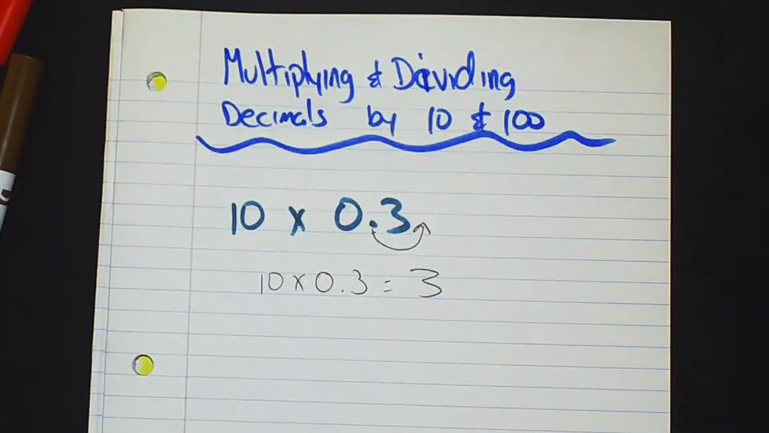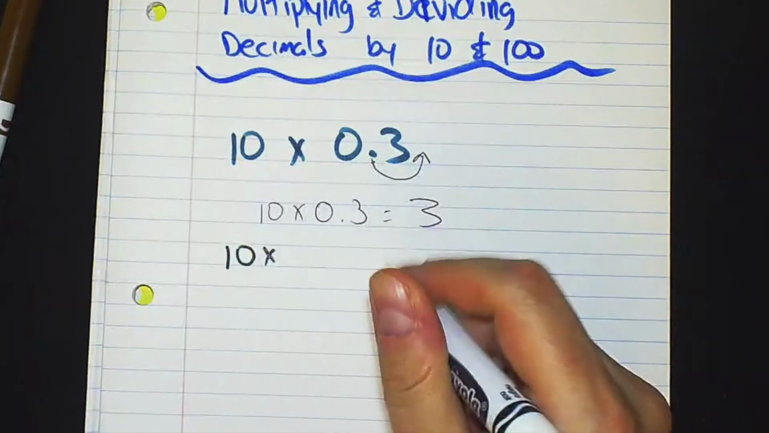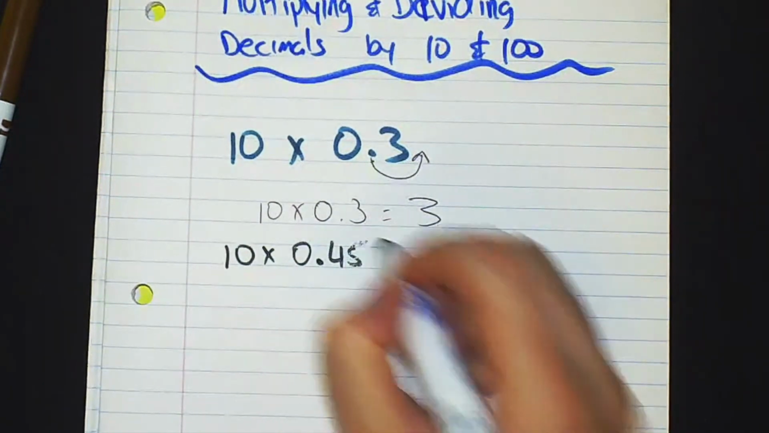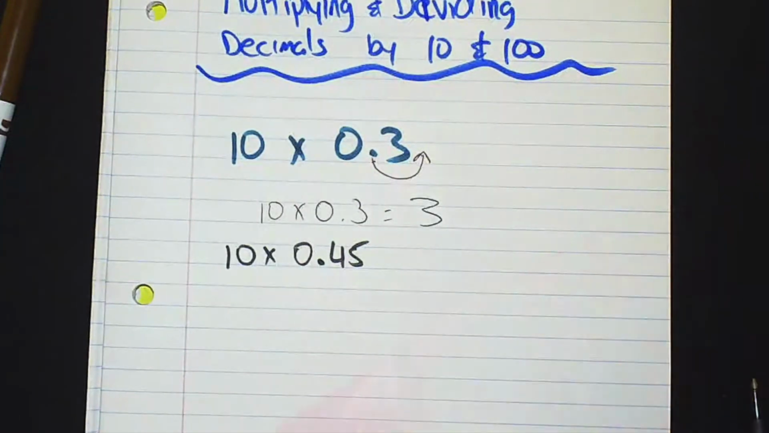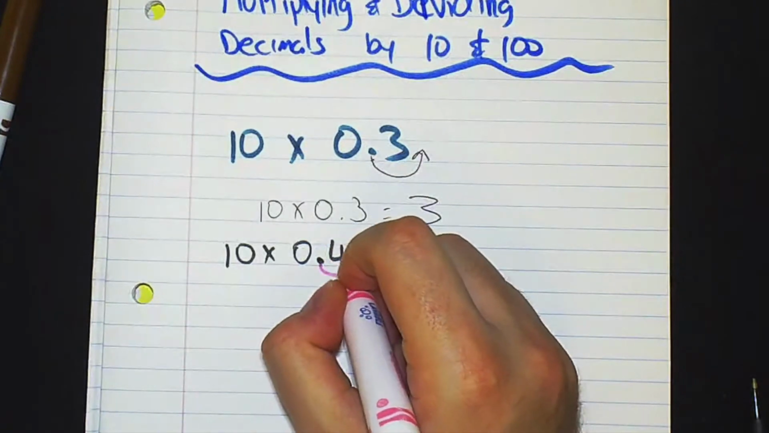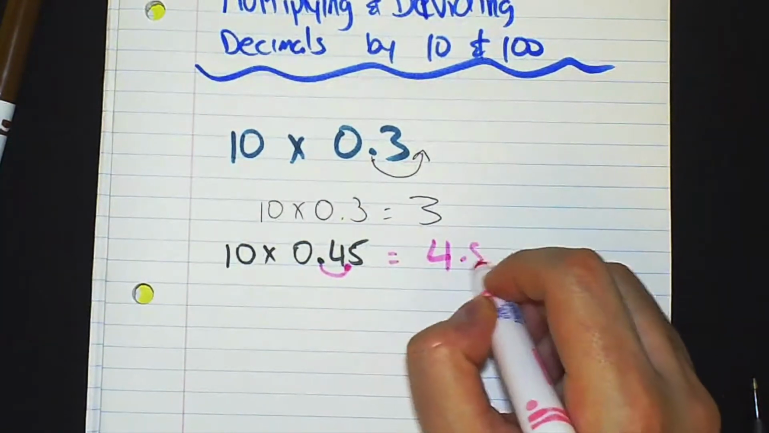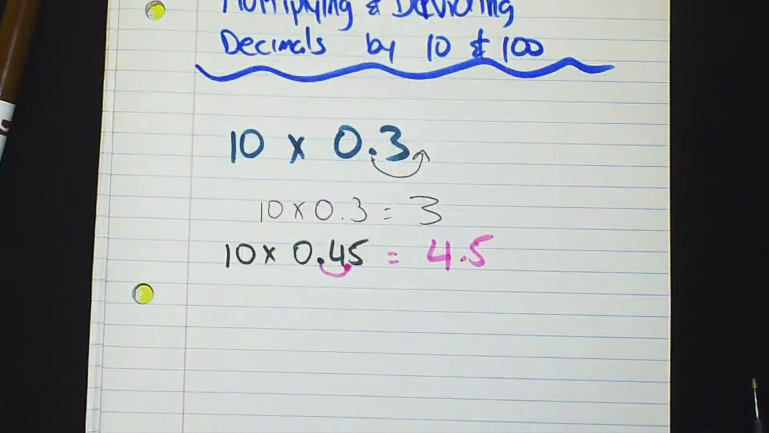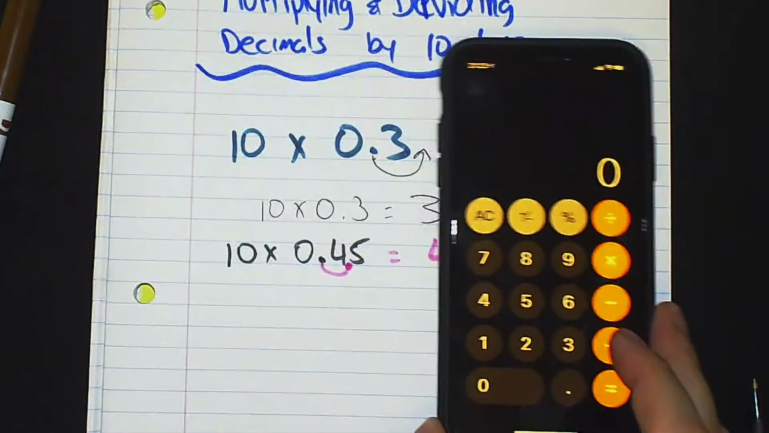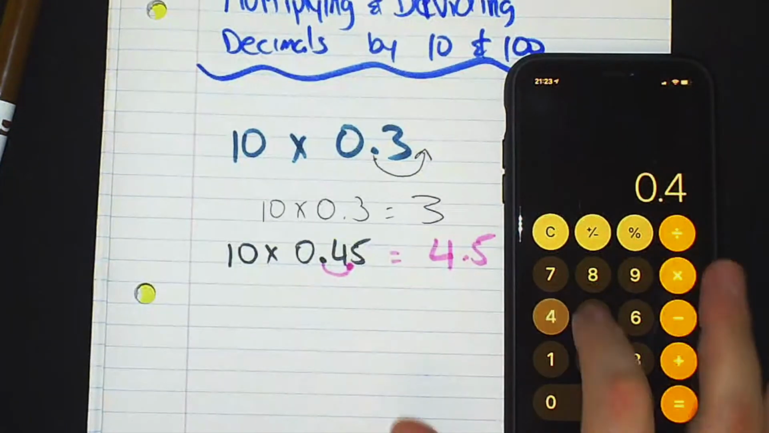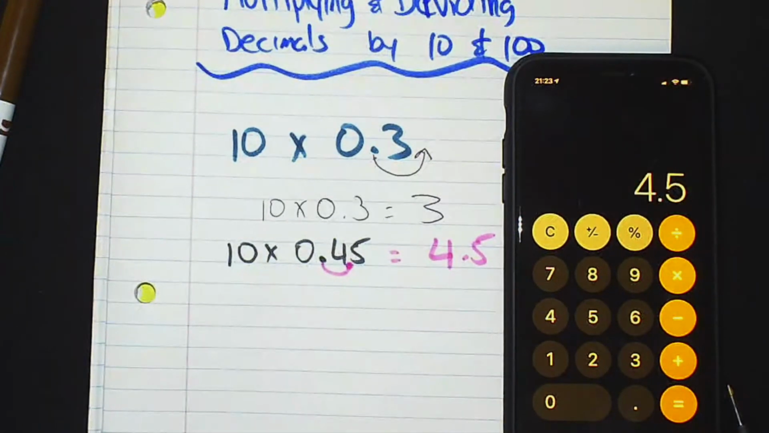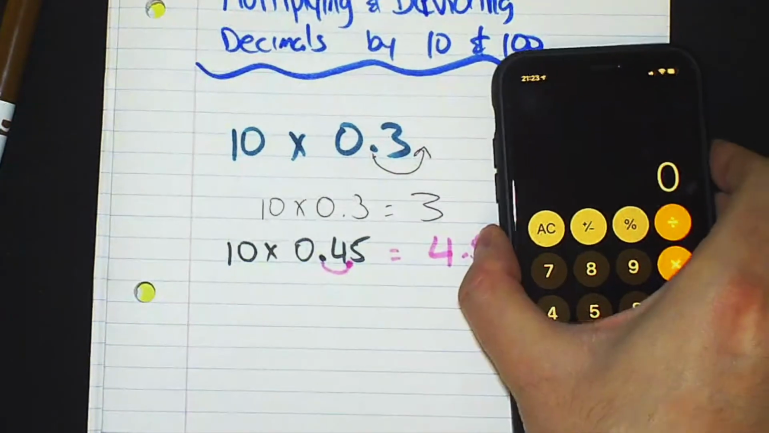I'm going to give you another example. Then I'm going to show you what it looks like on the calculator. Okay, let's do 10 multiplied by 0 decimal 45. If I move this decimal over 1, the decimal now goes here. It equals 4 decimal 5. So on a calculator, this is what it would look like. You have 10 multiplied by decimal 45 equals 4 decimal 5. This will always work no matter what you do.